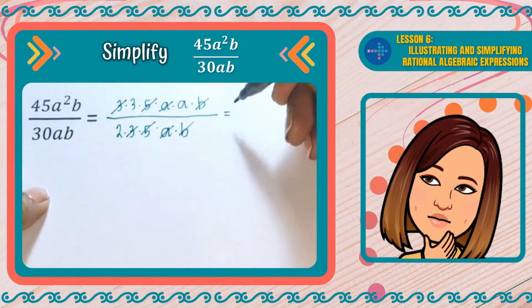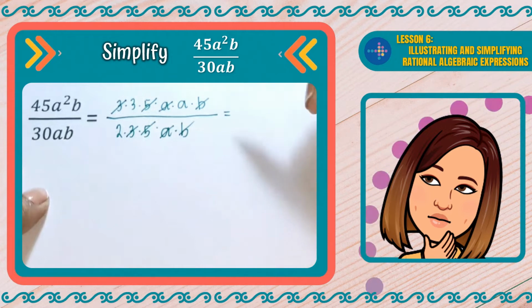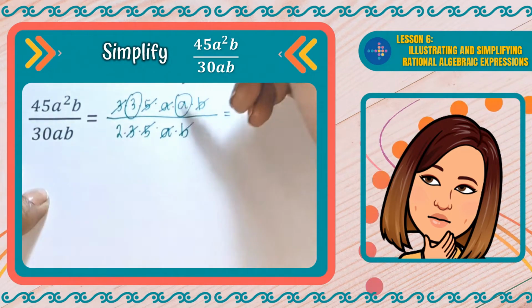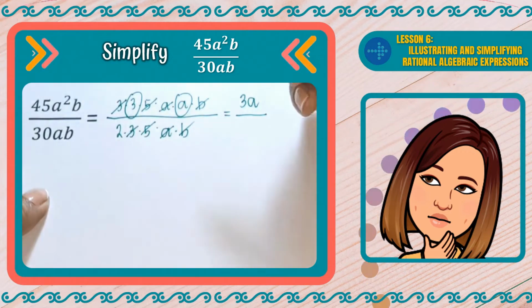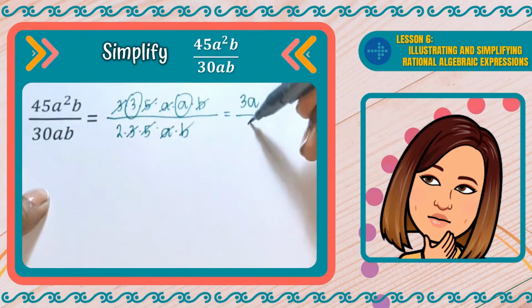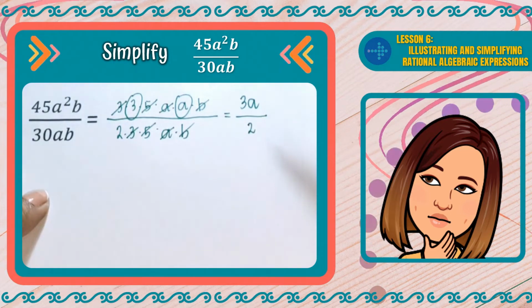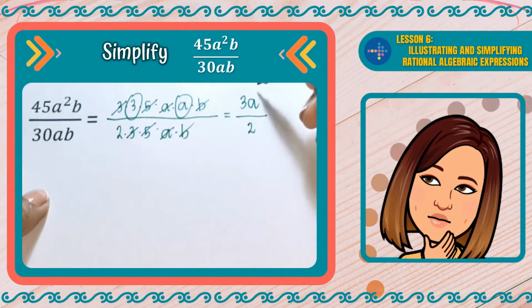So, multiply the remaining factors in the numerator, 3 and a. So we have 3a. Then in the denominator, we have 2. Therefore, the simplest form is 3a over 2.